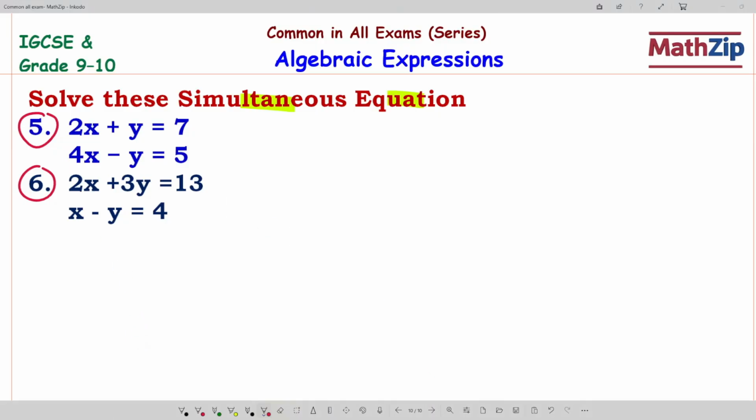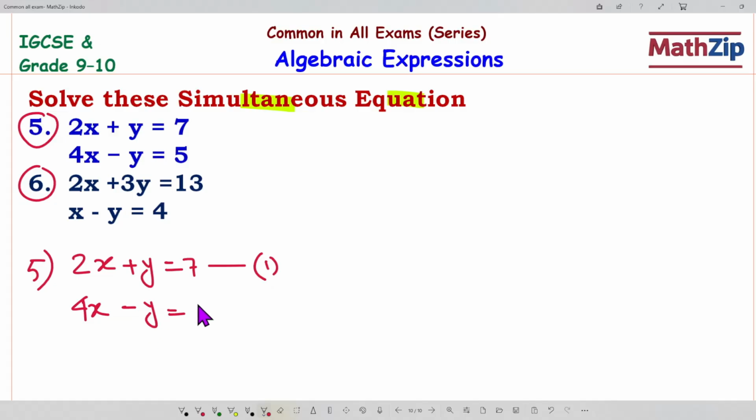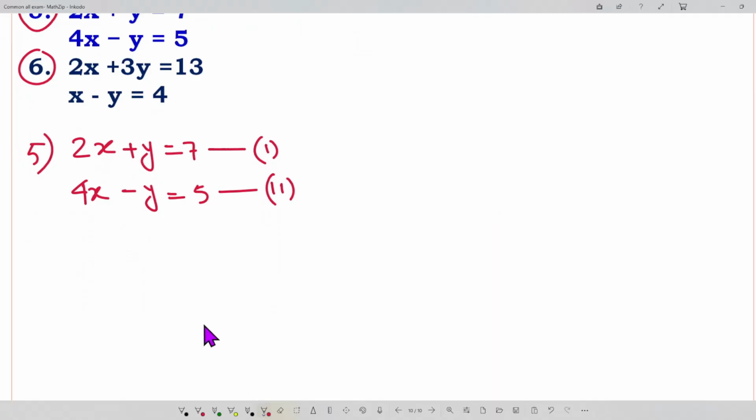Now let's get started. First we have to label the equations. First, number 5. If we label, it means 2x plus y equals 7. We can make this equation 1, and then 4x minus y equals 5. This is equation 2. Now look here, this is plus y and here is minus y. So if we add equation 1 and 2, we will get the value of x.